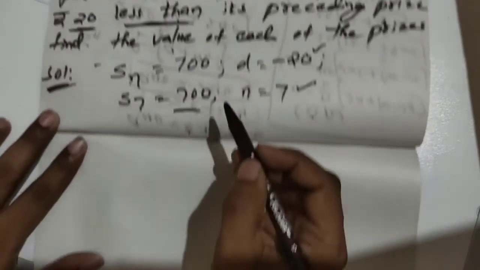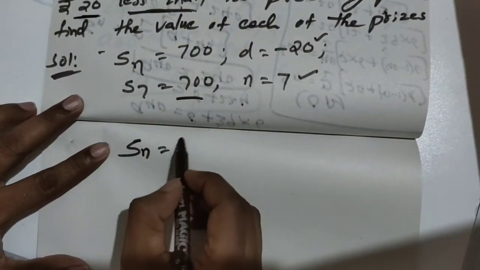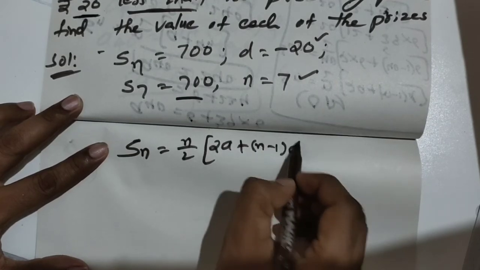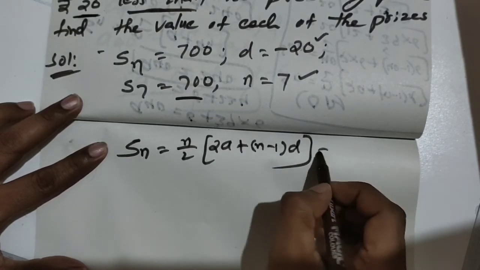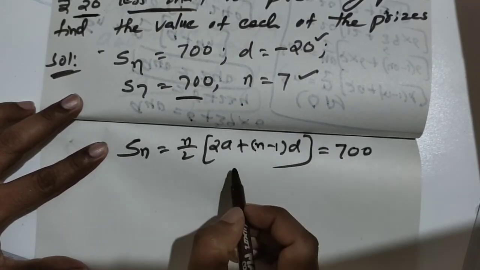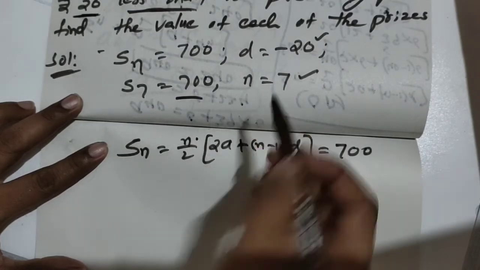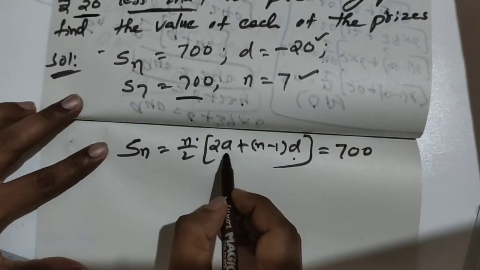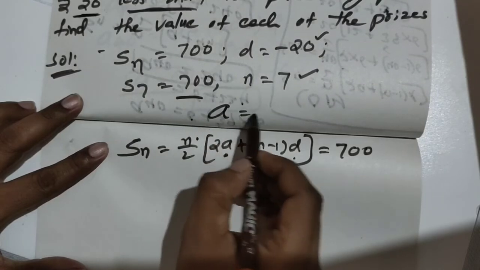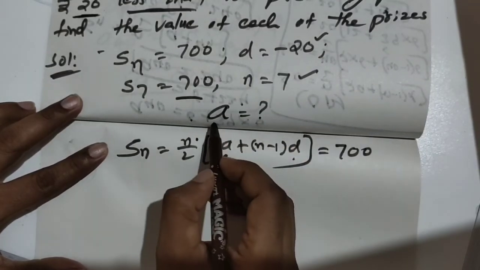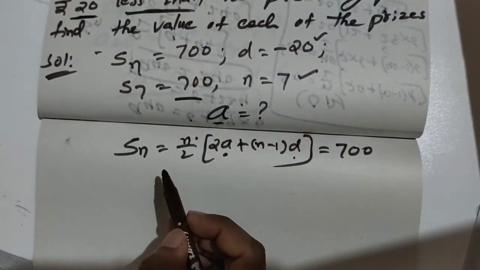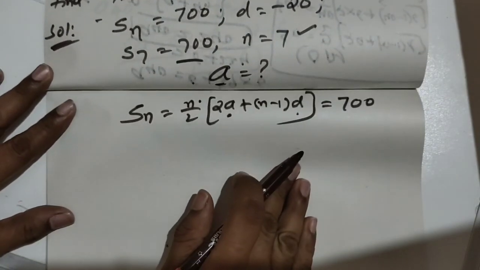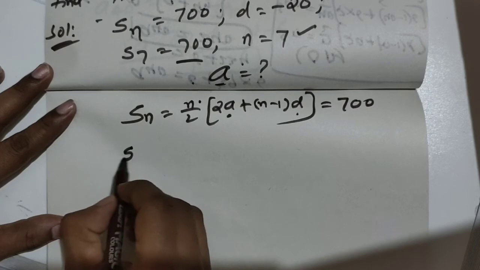Okay, now recall that Sn formula. What is the Sn formula? Sn is equal to n by 2 into 2a plus n minus 1 into d. Okay, in this what we have? Sn value we have 700, and we have n value, that is 7, and we have d value, that is minus 20. So what is the leftover thing? That is the a value. That means we have to find the a value. If we get the first prize, then automatically we can write the other prize values. Are you followed?